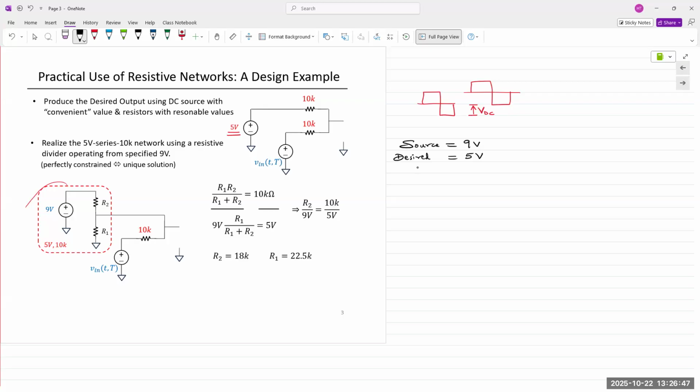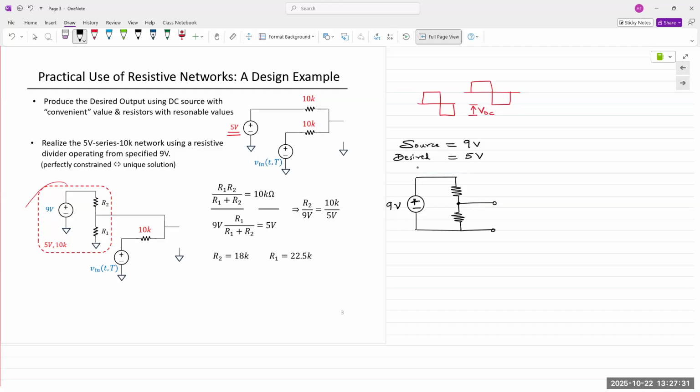All right. To do that, we can do this. We have our 9-volt source, and we have 2 resistors connected across it, and we're going to take the output across any one of those resistors.